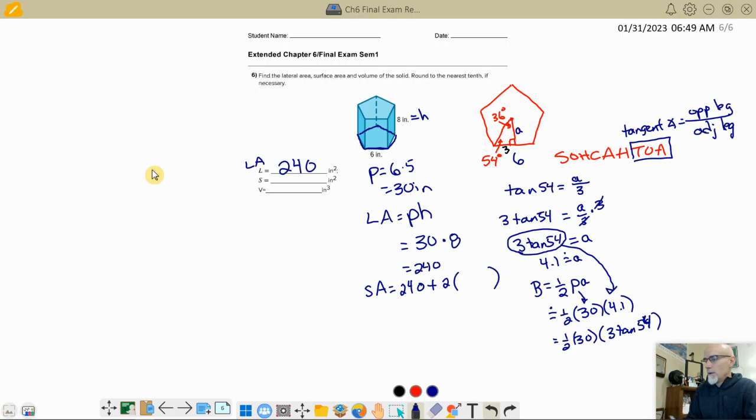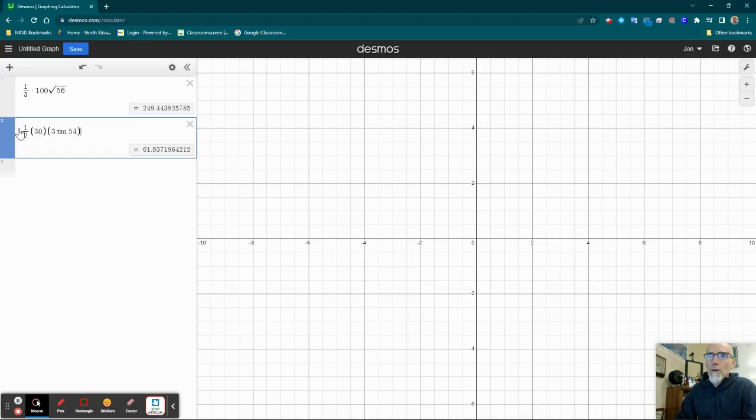Again, I'm going to put down approximately 61.9 on my paper, but I'm not going to use that right there. I'm going to use all of this stuff on Desmos. But on my paper, it's okay if you write 61.9, so you have some idea what is going on here. So I want to go 240 plus. So in front of this stuff, I want, oh, wait. Yes. I want 240 because my lateral area was 240, right?